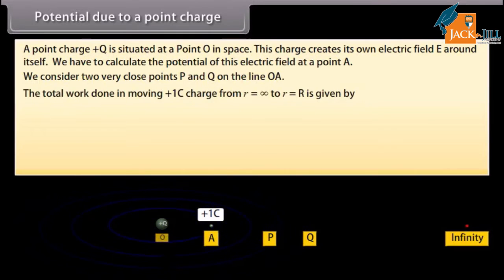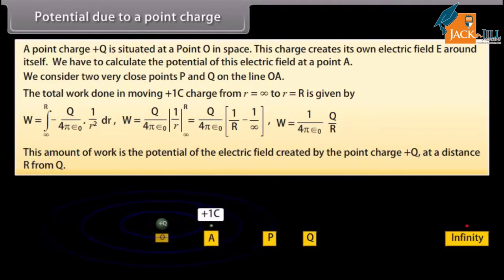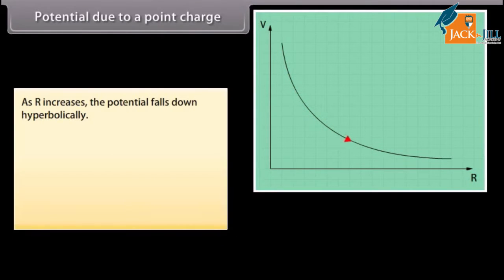The total work done in moving +1 coulomb charge from infinity to point R is given by W equals 1 upon 4 pi epsilon naught multiplied by Q upon r. This amount of work is the potential of the electric field created by the point charge +Q at a distance r from Q. We can show in the graph that as r increases, the potential falls down hyperbolically.